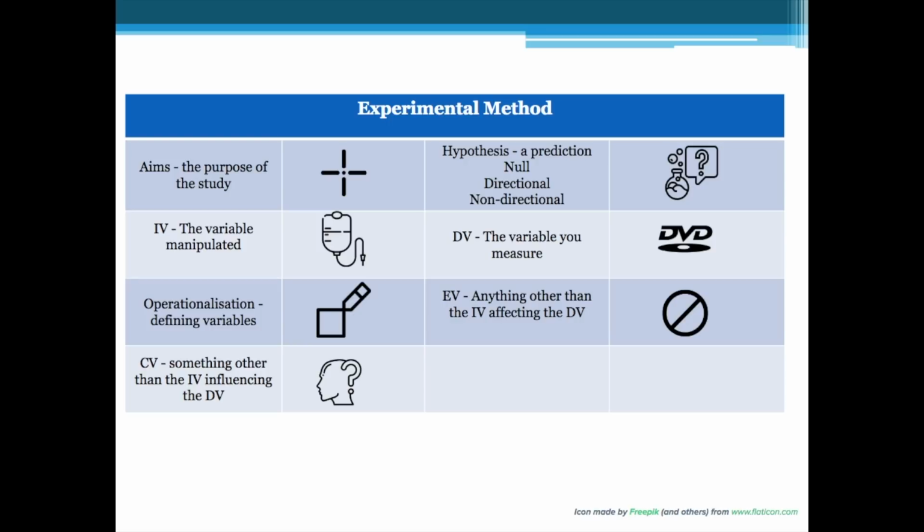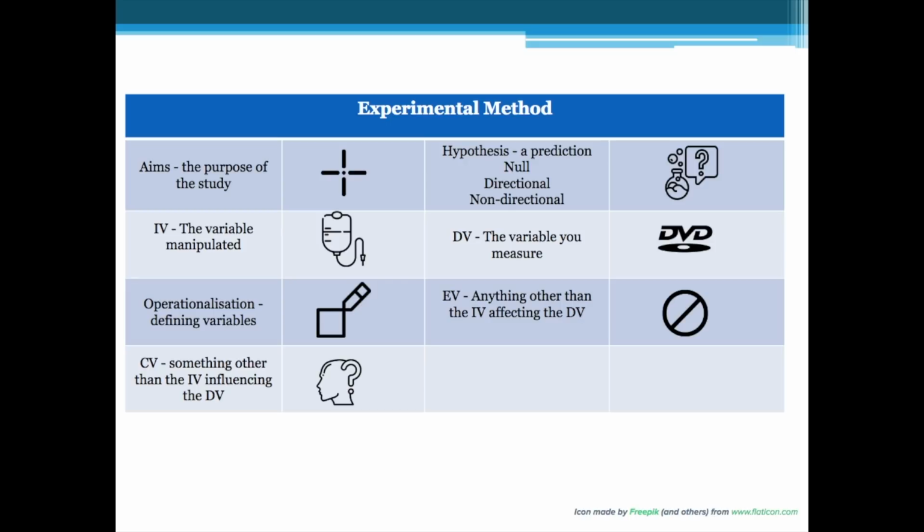It's not good enough saying group A will have a better memory than group B. You have to operationalize what you mean by that. So group A might be the group listening to music, group B might be the group revising in silence, and when we say that their memory might be better, it might be the number of words recalled out of a number that are presented. So that's the difference between an IV and a DV, an operationalized IV and DV.